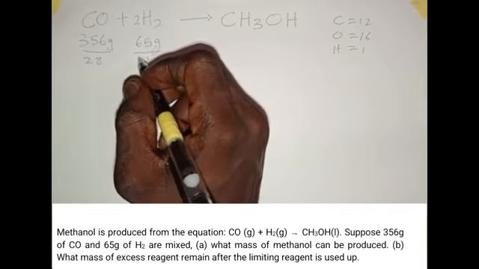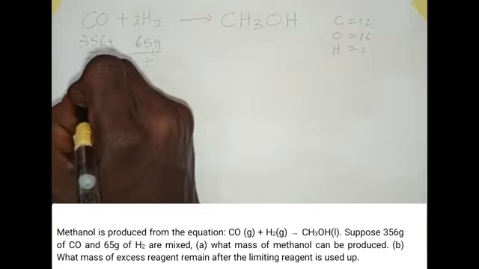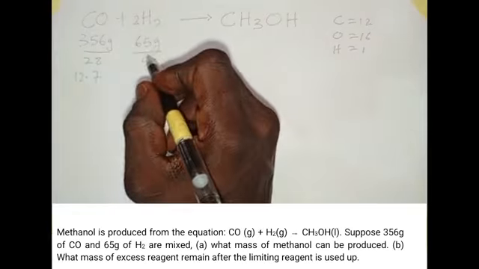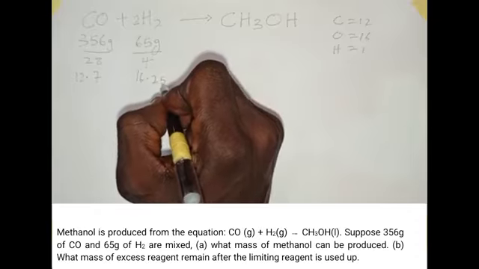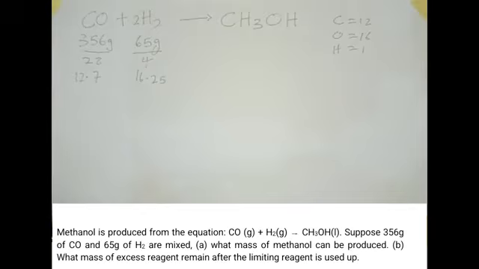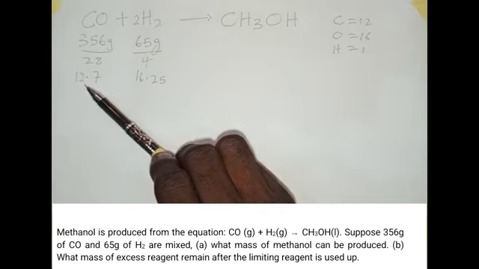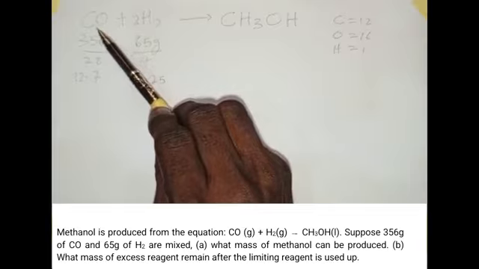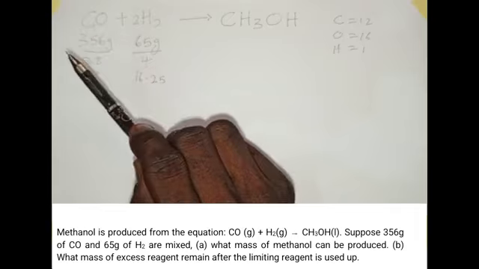Let's divide and get our answers, then we'll know which one is the limiting reagent. So we are going to obtain 12.7 moles here, and we're going to obtain 16.25. So let's compare these two answers. Which one is smaller? We can see clearly here that the smaller answer is 12.7, and that belongs to carbon monoxide. So it's very clear that the limiting reagent in this reaction is carbon monoxide.